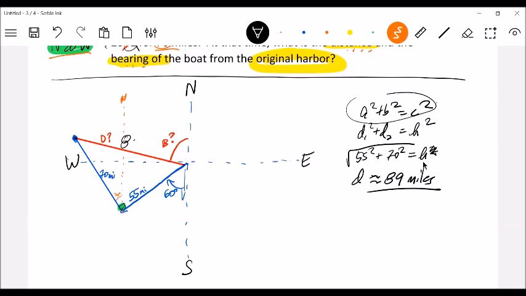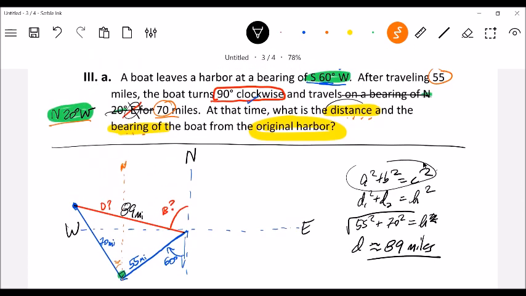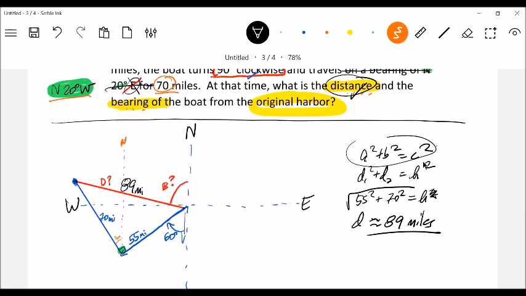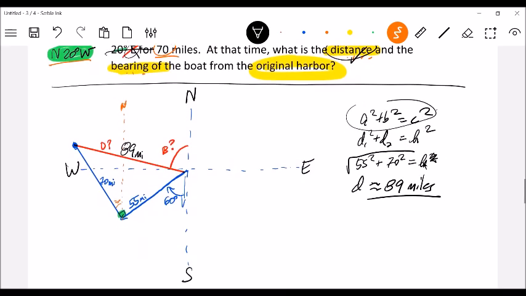So we have one answer of 89 miles. Okay, so we've gotten this one. But now we need the bearing, the bearing of the boat from the original harbor. And bearings are done from the north or from the south, and usually we'll use the north one. So that's what we're going to need to figure out here: what is this distance.